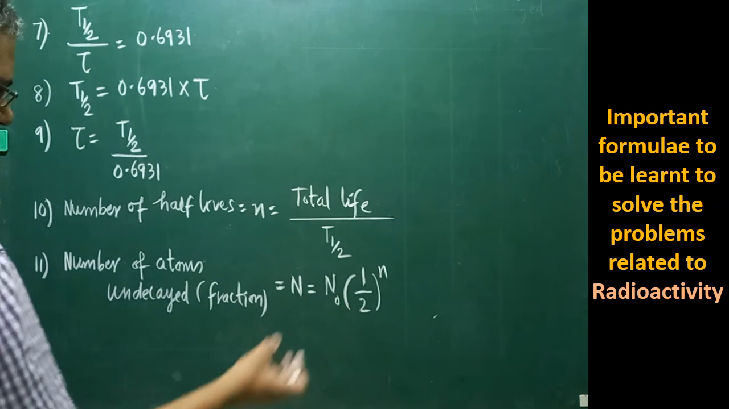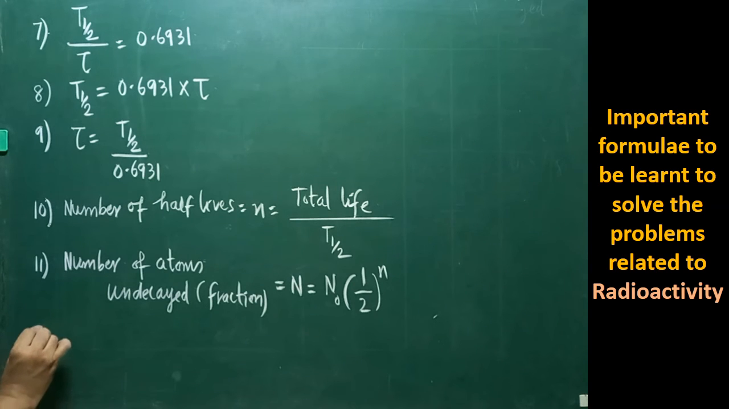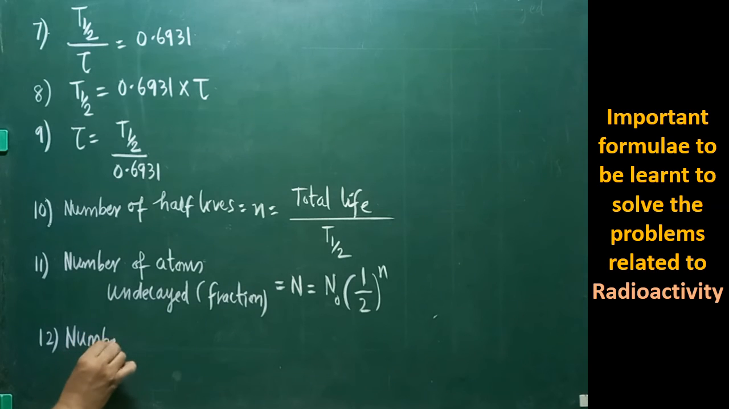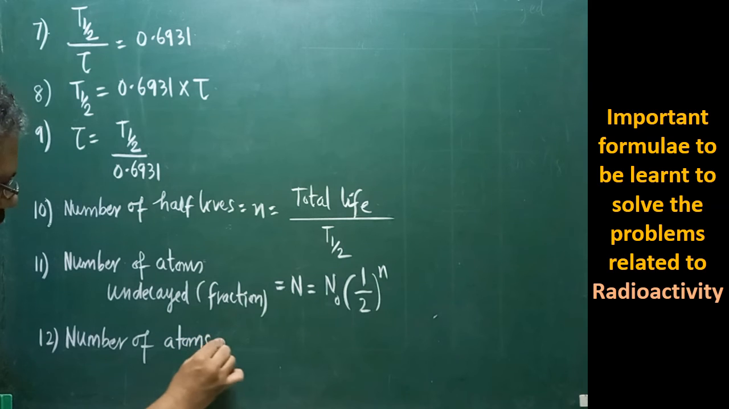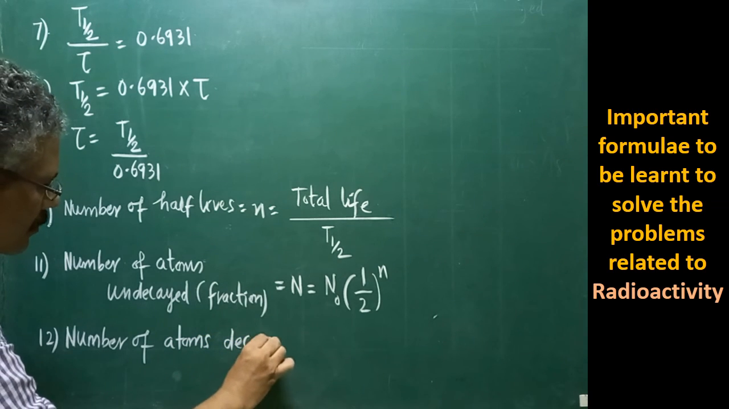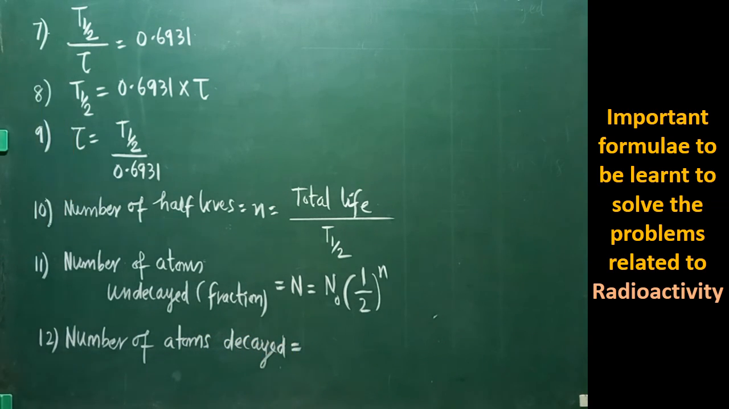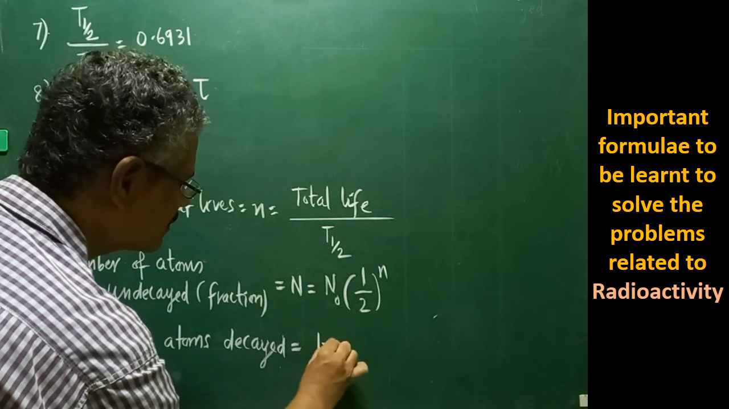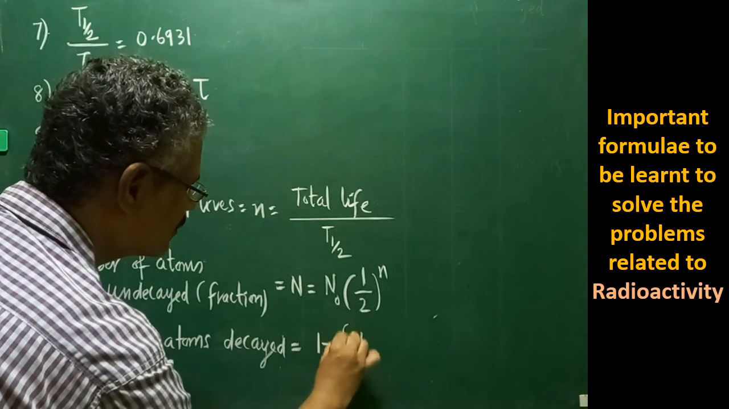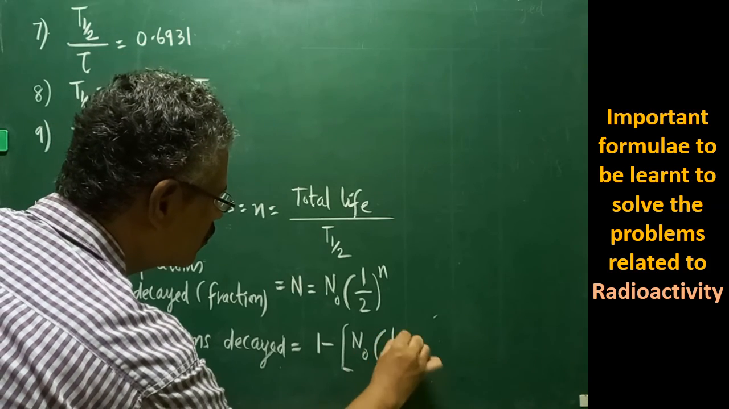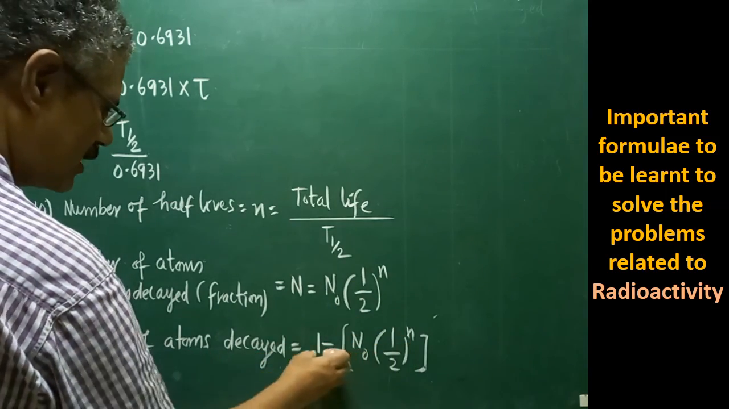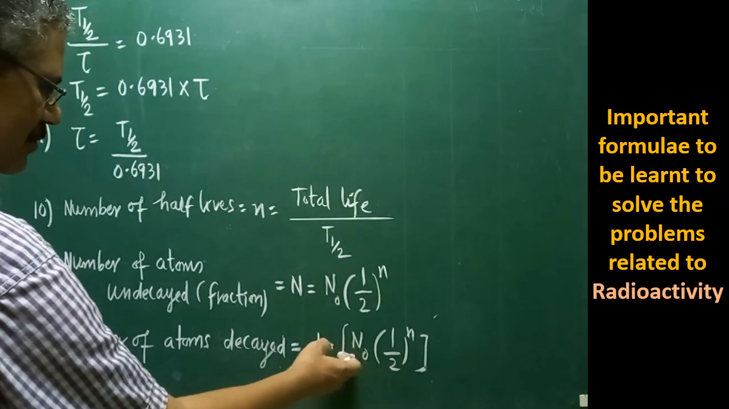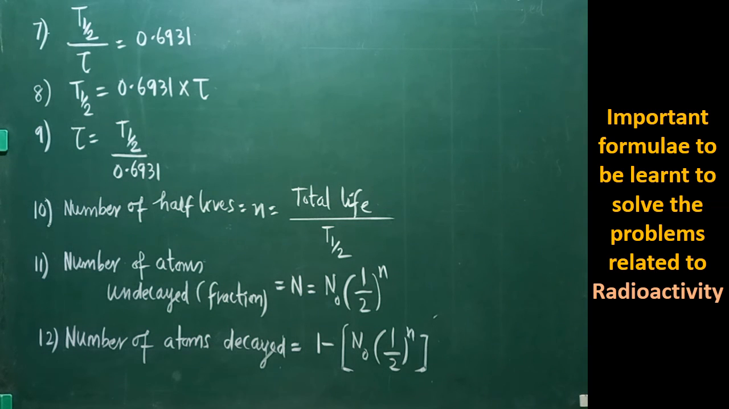After calculating this fraction, what you have to do? The number of atoms decayed can be calculated in terms of fraction. What we have to do? 1 minus 1 by 2 power of n, multiplied by N naught. So this is a formula. Calculate this part and substitute, and this value is to be subtracted from 1, and you will get the answer. Okay.